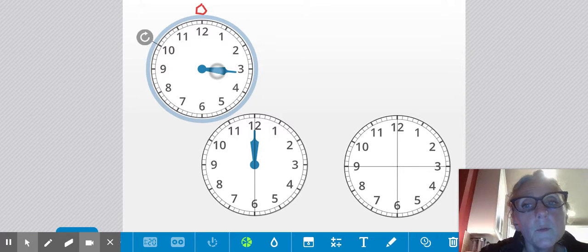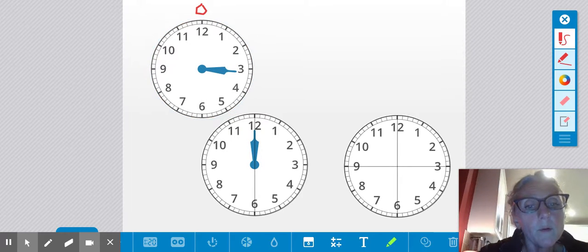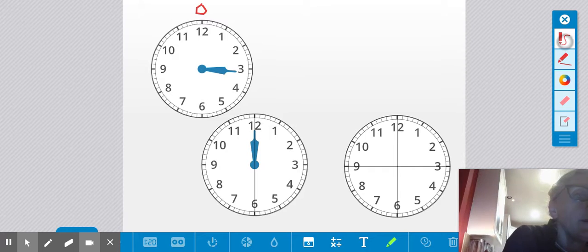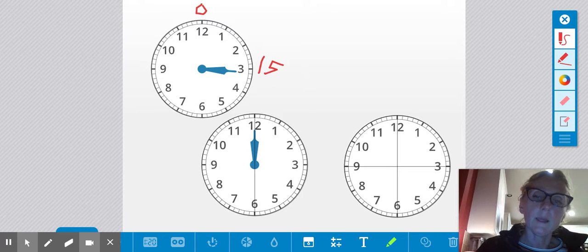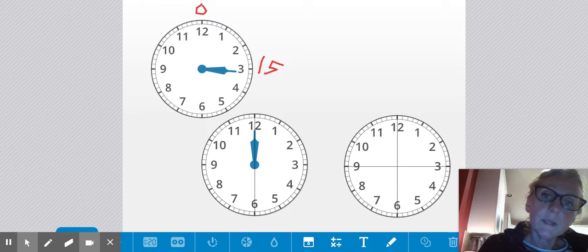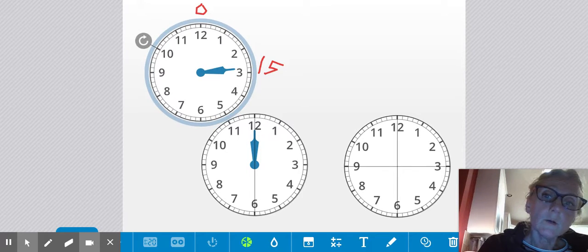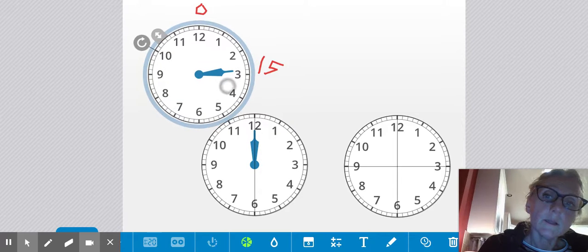So remember whenever we were right in the middle of that half of a half, what number we said a while ago when we got right there? It was 15. 15 minutes for this big hand. Now let's start counting again. 15, 16, 17, 18, 19, 20.